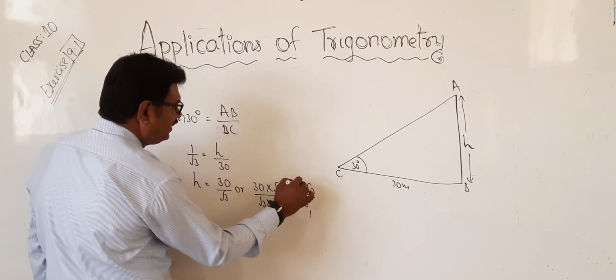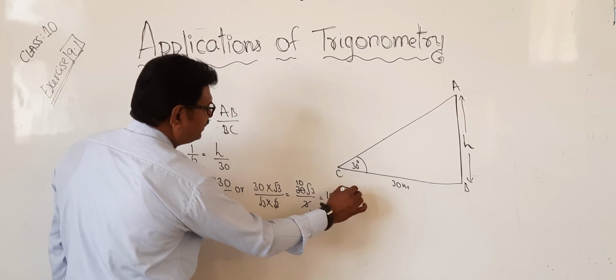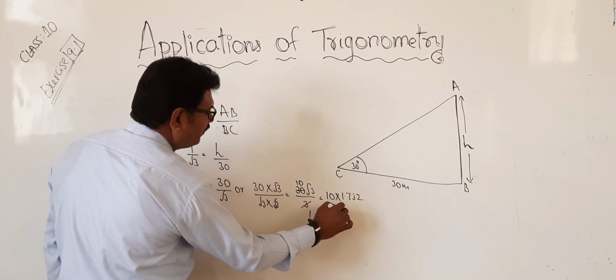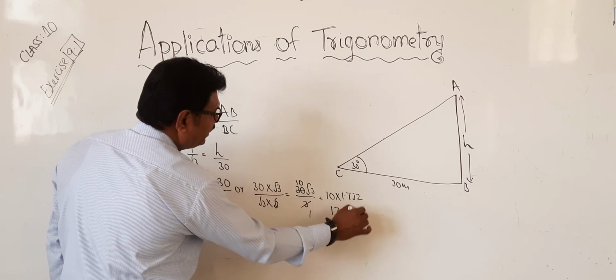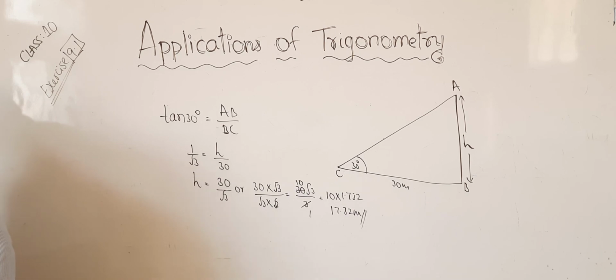3 ones are 3, 3 tens are 30. Therefore, 10 into 1.732 means 17.32 meters. Yes, you can find it out like this.